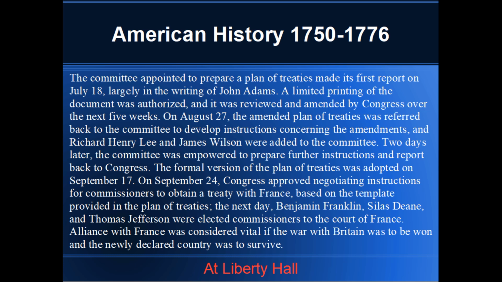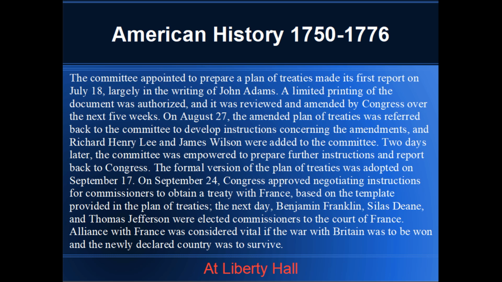The committee appointed to prepare a plan of treaties made its first report on July 18th, largely in the writing of John Adams. A limited printing of the document was authorized, and it was reviewed and amended by Congress over the next 5 weeks. On August 27, the amended plan of treaties was referred back to the committee to develop instructions concerning the amendments, and Richard Henry Lee and James Wilson were added to the committee. 2 days later, the committee was empowered to prepare further instructions and report back to Congress.